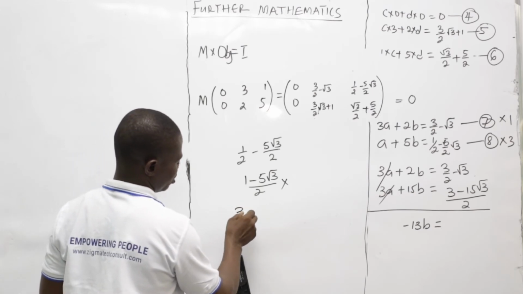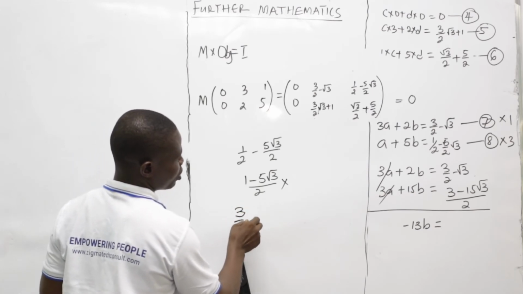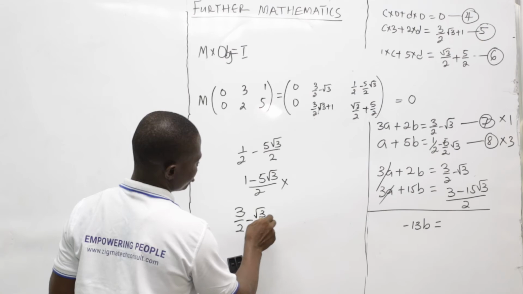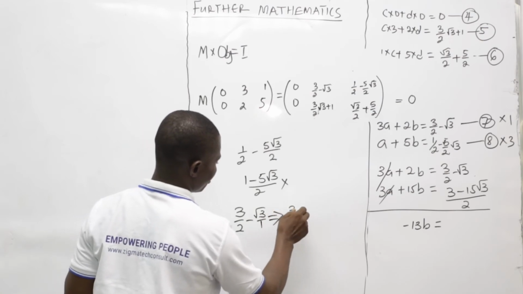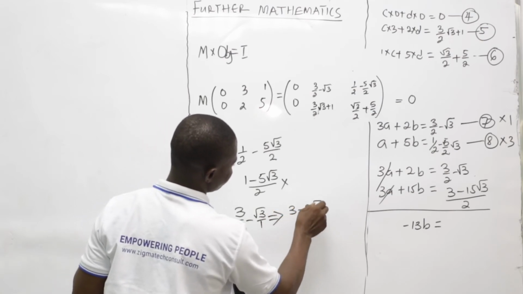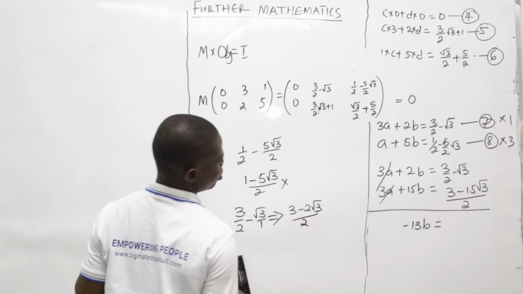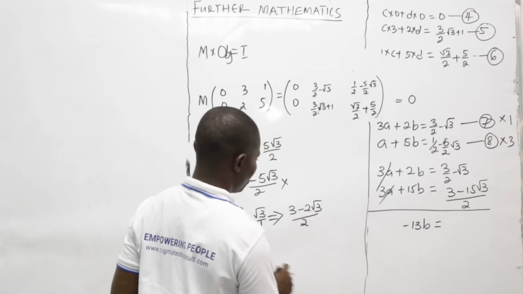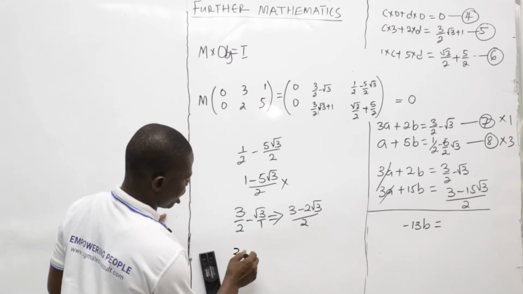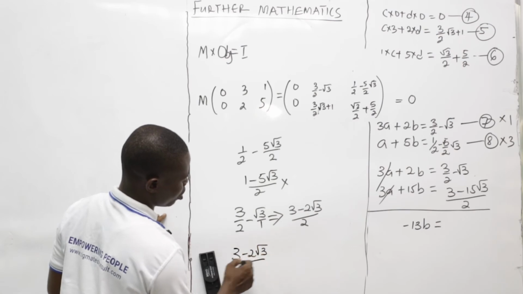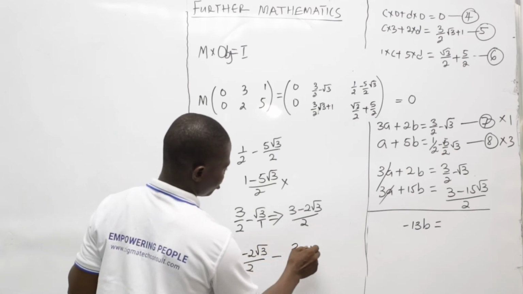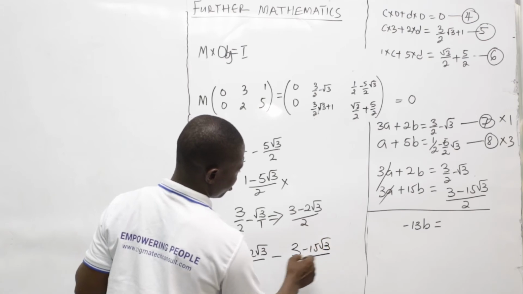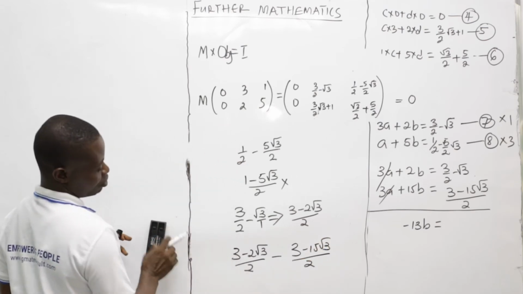another challenge, which is 3/2 minus √3, make it over 1. This implies (3 minus 2√3) all over 2. Okay? So that (3 minus 2√3) all over 2 minus (3 minus 15√3) all over 2. What are we going to have?